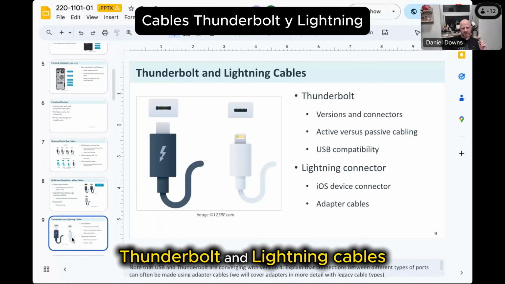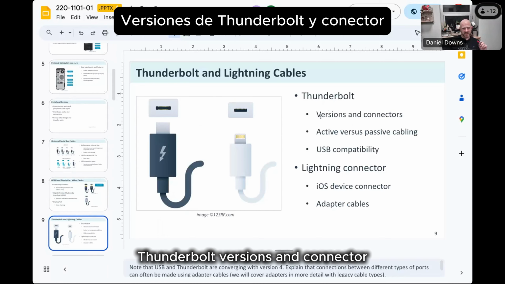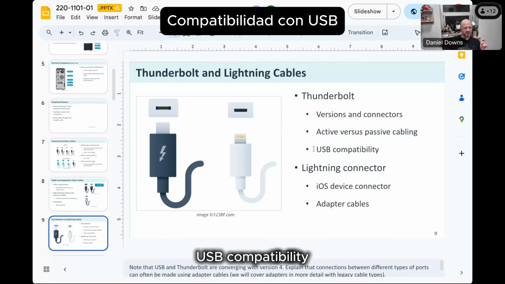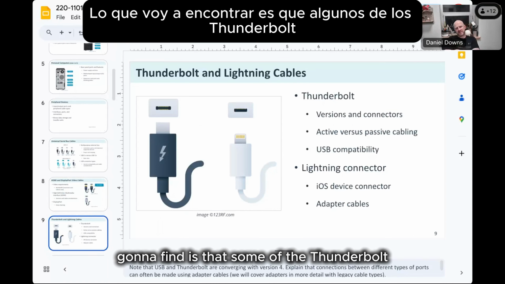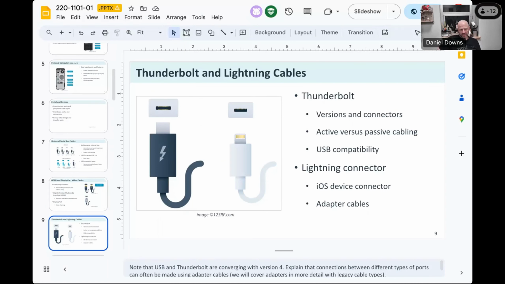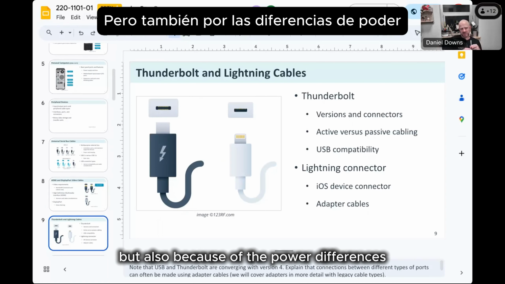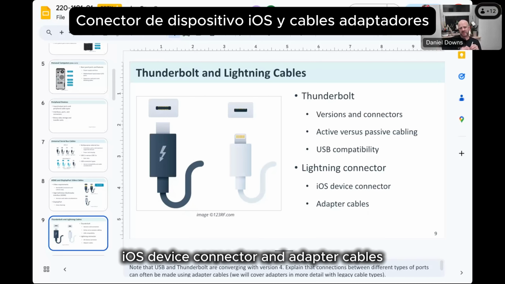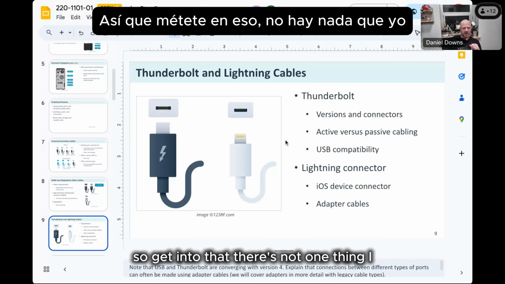Thunderbolt and Lightning cables, Thunderbolt versions and connectors, active versus passive cabling, USB compatibility, because what you're going to find is that some of the Thunderbolt and Lightning cables have limited ability to work with other USB type ports, not just because of the ends, but also because of the power differences and types of different devices. Lightning connector, iOS device connector, and adapter cables. So we'll get into that.